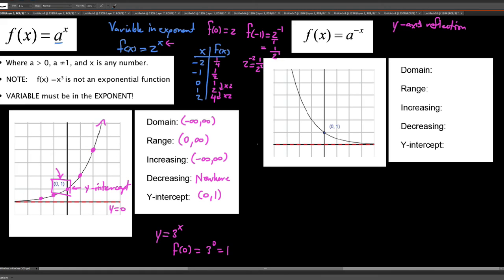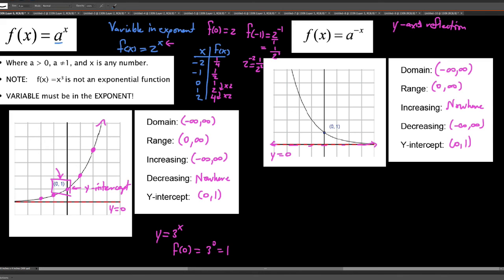So you can see that we get a similar graph here, except now we have a function that going from left to right is always decreasing from negative infinity to infinity and nowhere increasing. Important points would still include our y-intercept, which is still at (0, 1), and we have a horizontal asymptote on the x-axis, so y equals 0. So our range for this is still 0 up towards infinity, and our domain is still negative infinity to infinity.